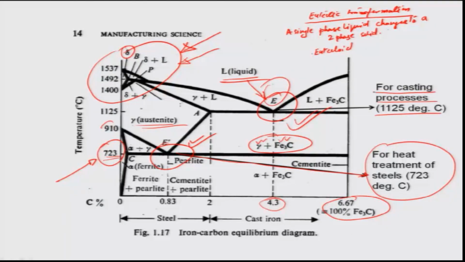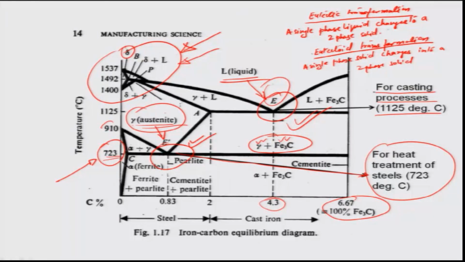Okay. And the eutectoid transformation in this diagram corresponds to a situation where, instead of a single phase liquid, a single phase solid changes into a two phase solid. Okay. So, in this diagram, if we look carefully at this particular point E dash right here, we have on one hand gamma austenite, which is a complete FCC.